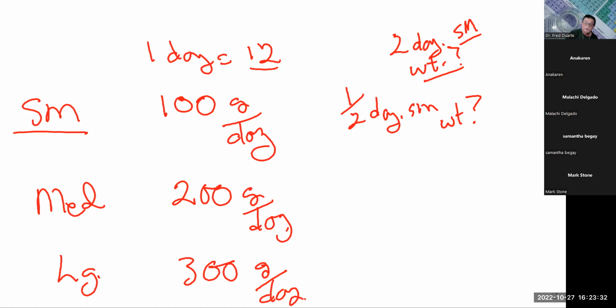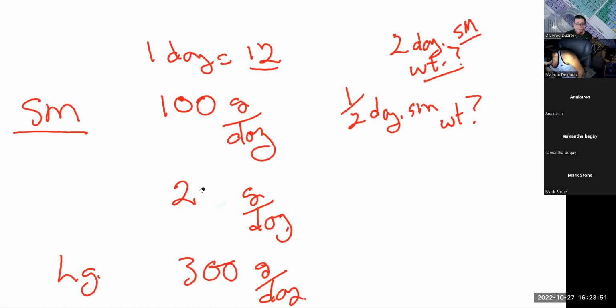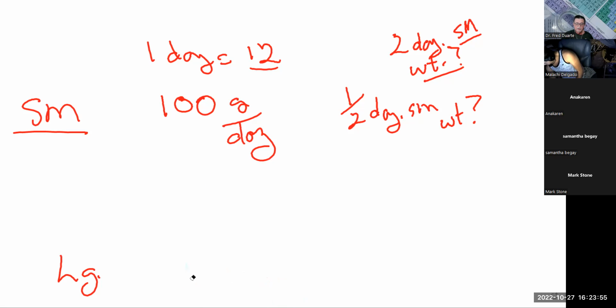Exactly 50 grams. Because if 12 of the small eggs weigh 100 grams, obviously 6 would weigh half of that. Okay. And so the concept here, I want you to continue with it when we start talking about atomic weights, and we're talking about the molar mass.